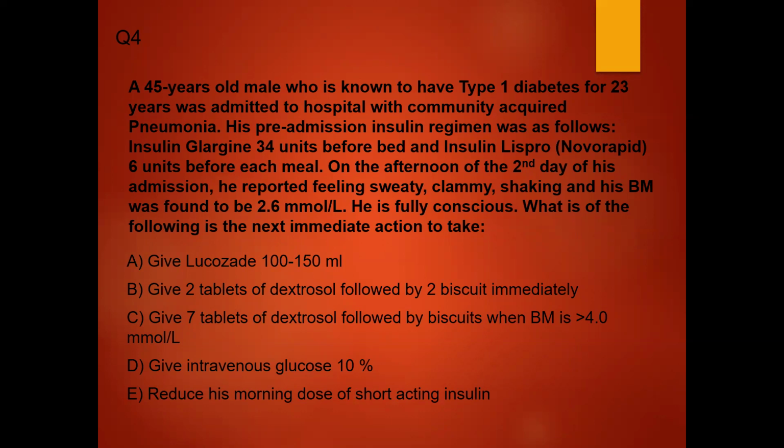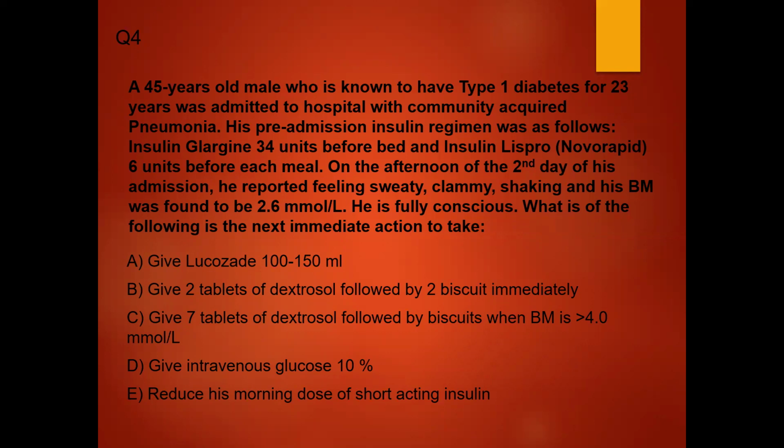On the afternoon of the second day of his admission, he reported feeling sweaty, clammy, shaking, and his blood glucose was found to be 2.6 millimole. He had a hypoglycemic episode. He's fully conscious. What is the next immediate action to take?